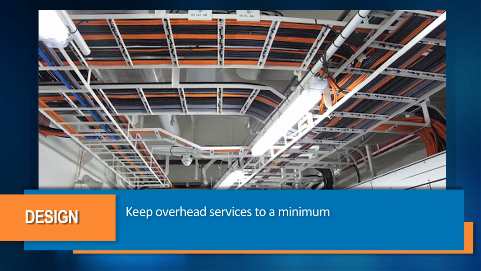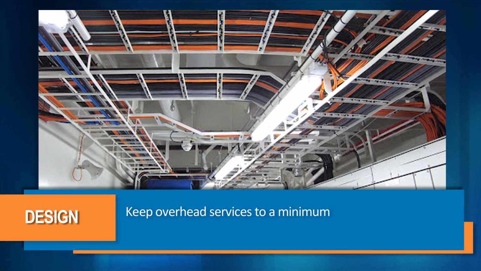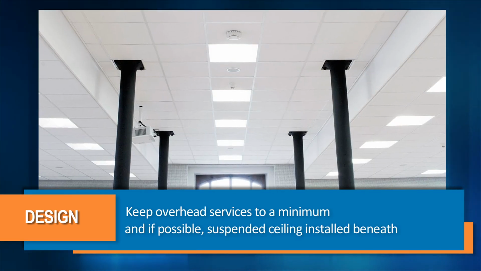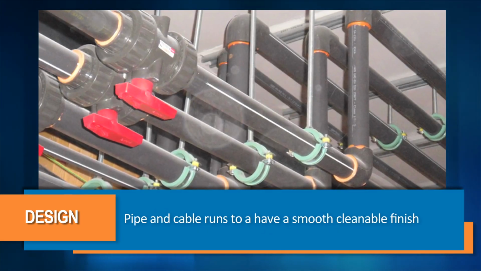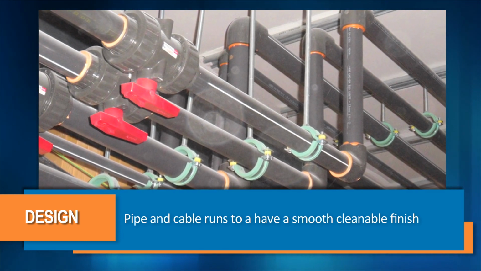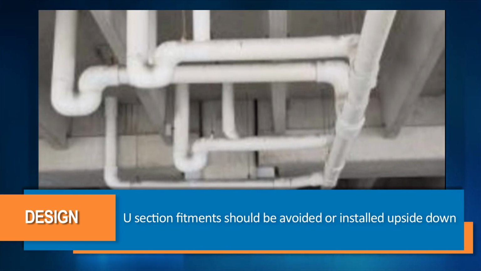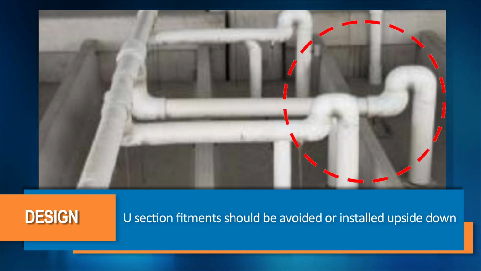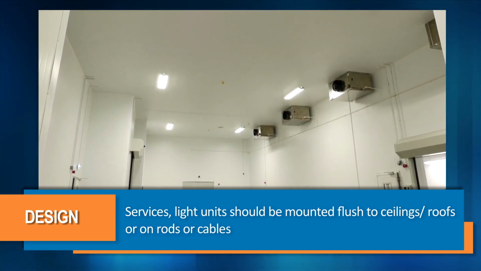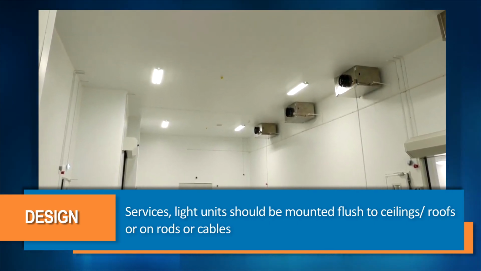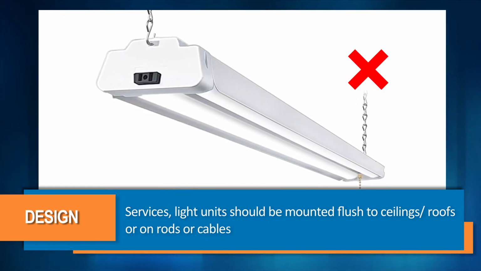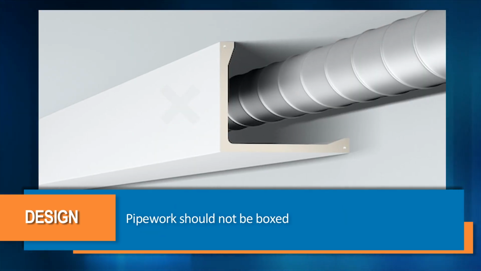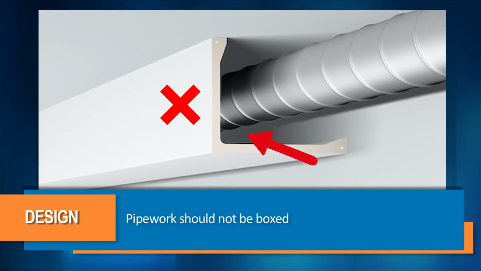Overhead services such as cable trays and pipe runs should be kept to a minimum, and if possible, a suspended ceiling installed beneath. Pipe and cable runs should have a smooth, cleanable finish. U-section fitments should be avoided or installed upside down to prevent dust and dirt from collecting. Services and light units should be mounted flush to ceilings or roofs or on rods or cables, and preferably not chains. Pipework should not be boxed in because of the risk of infestation.